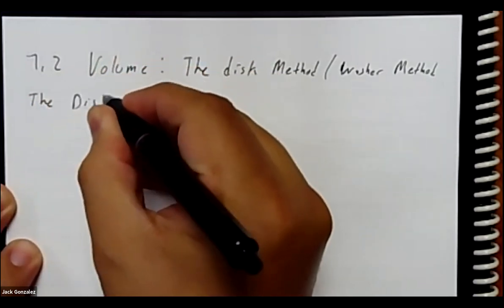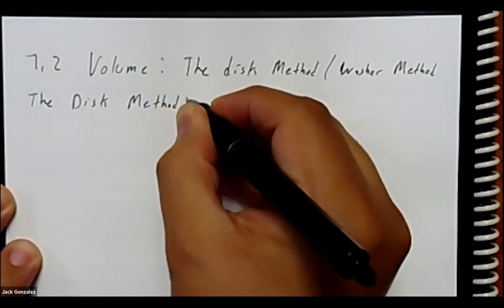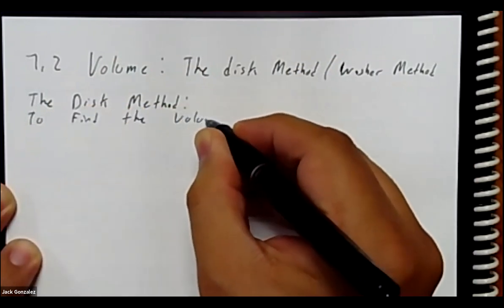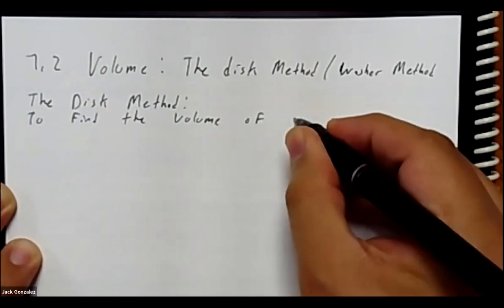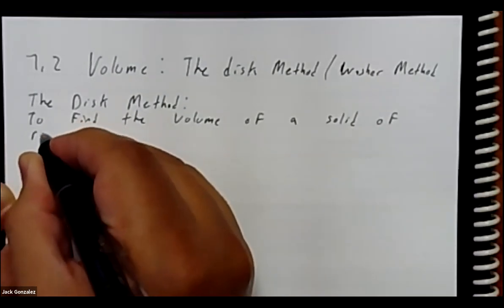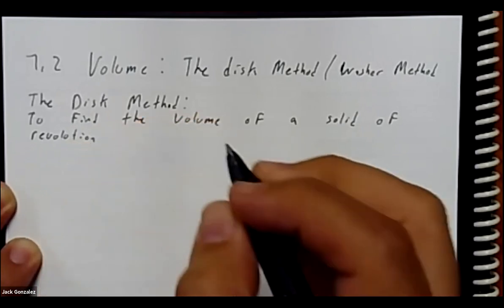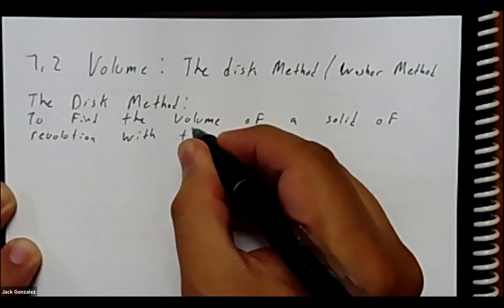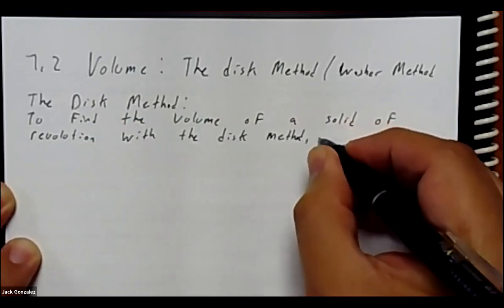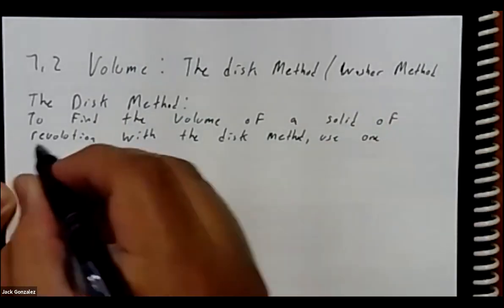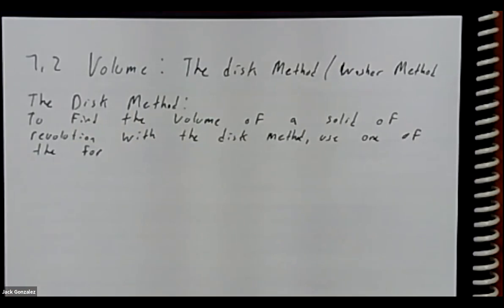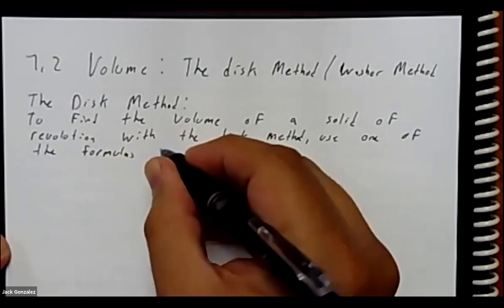So the disk method to find the volume of a solid of revolution with the disk method. Use one of the formulas below.